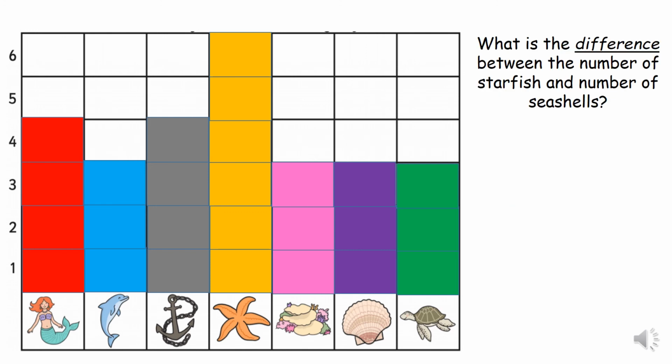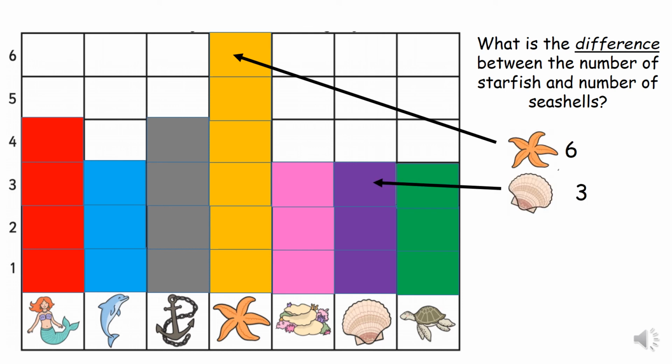What is the difference between the number of starfish and number of seashells? What do you think this question's asking us to do? This question's asking us to subtract. Difference means we need to take away. So there were 6 starfish and 3 seashells. How might our number sentence look? 6 take away 3 equals 3. So the difference between the number of starfish and the number of seashells is 3.